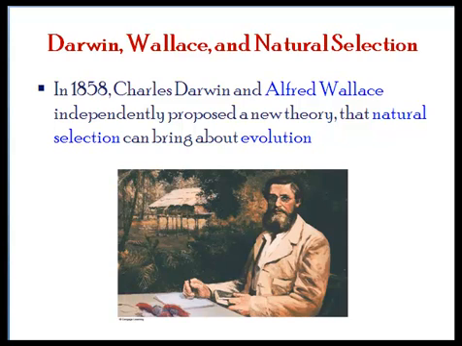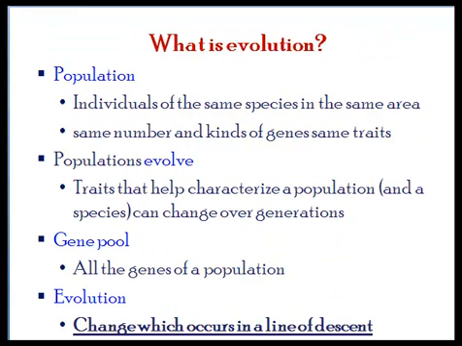Darwin and Wallace are two different people, and they both came up with the proposed theory around the same time. The theory was of natural selection, which is the mechanism, and the process is evolution. Here's an image of Alfred Wallace, I believe, that was depicted by the books. When we talk about evolution, remember, an individual never evolves. It's always about the population of the same species in an area.